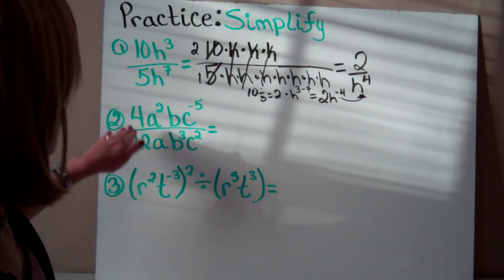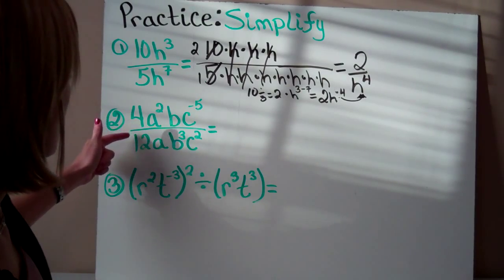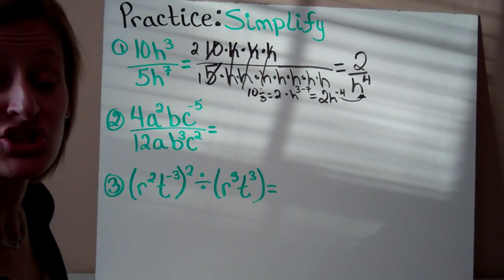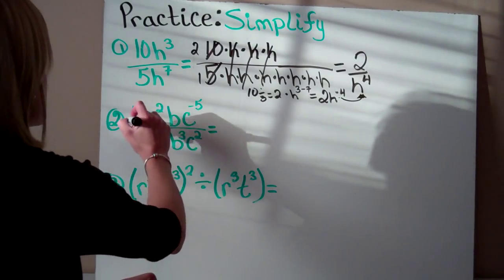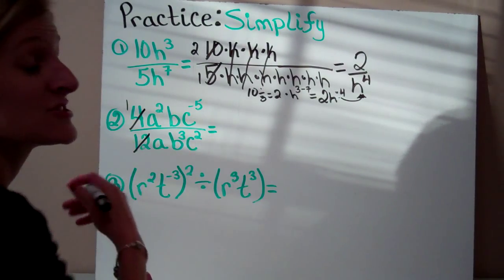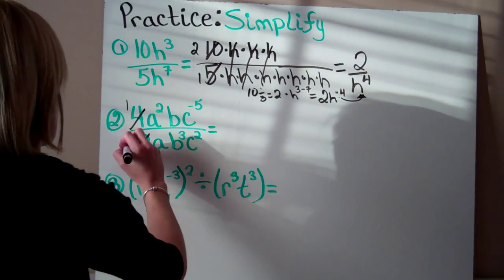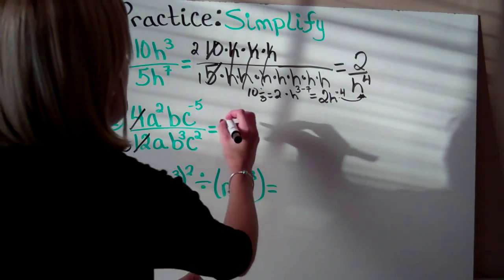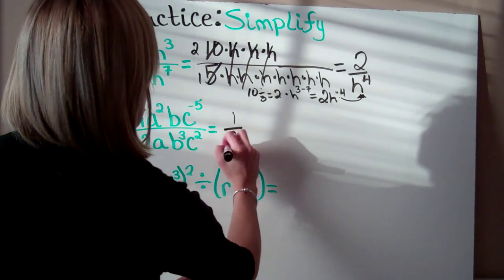Okay, so let's try that with this one. Alright, so I've got 4 over 12. First simplify that. It's just like a fraction. 4 goes into 4 one time. 4 goes into 12 3 times. Alright, 2 minus 1. So basically I have 1/3.